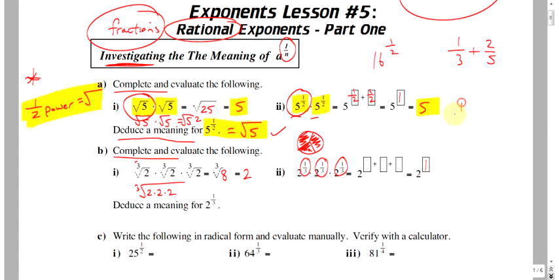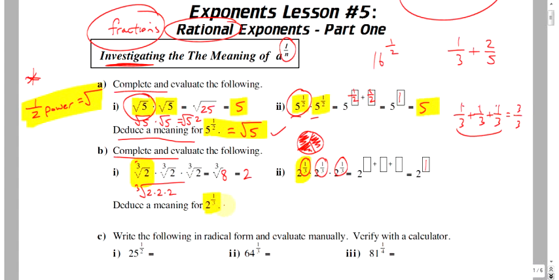So remember, when we're adding or subtracting fractions, we need a common denominator. And if you have one, then you just add straight across. 1 and 1 and 1 is 3. And 3/3 is 1, right? Okay? So, deduce a meaning for, just like we did last time, what can I say about this and that? Think they might be the same?